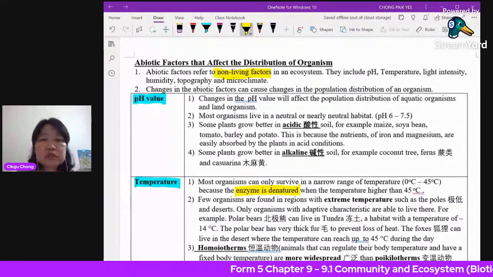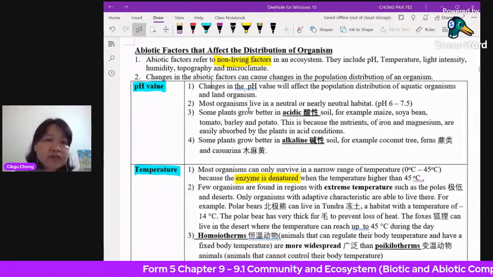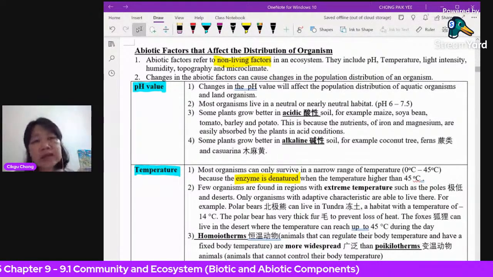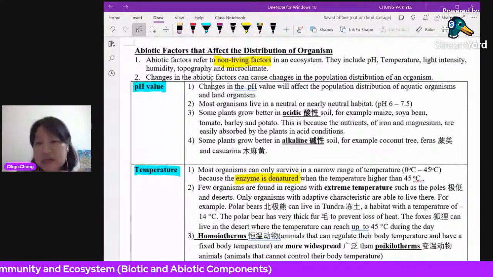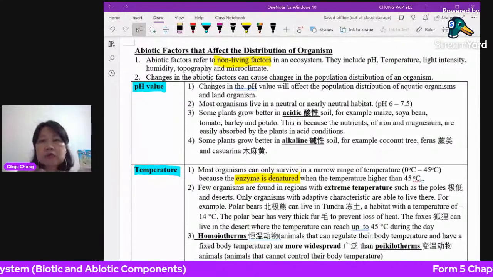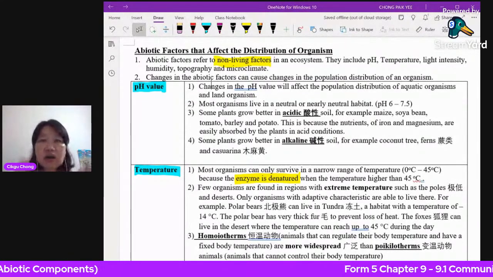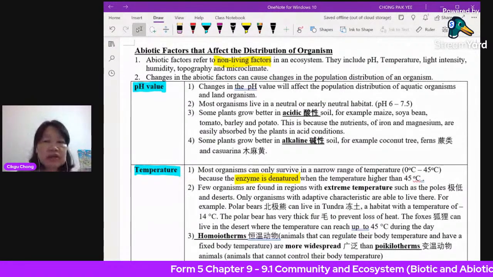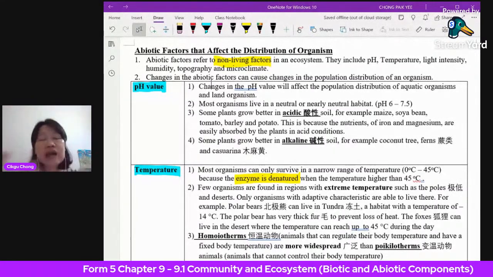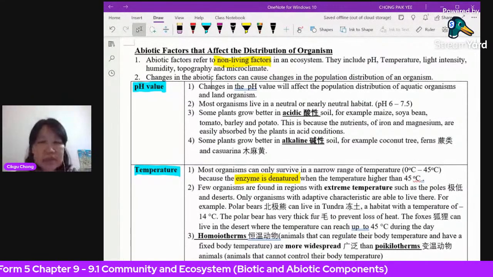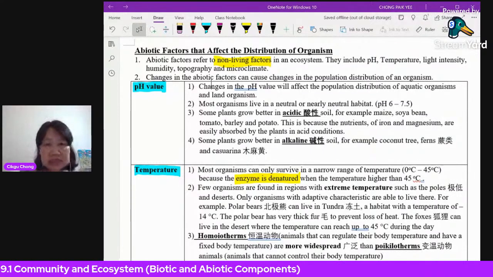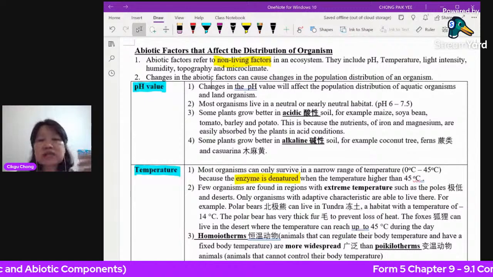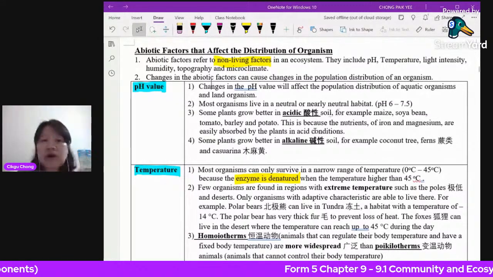First of all, let's look at the pH value. The pH value is a factor that determines whether the organism can stay there or not, because most organisms have a tolerance to a certain pH. If it's too high, too alkaline, it cannot stay. And if it's too low, that means it is acidic, it doesn't stay either. Certain animals or plants require different soil, acidic soil or alkaline soil.